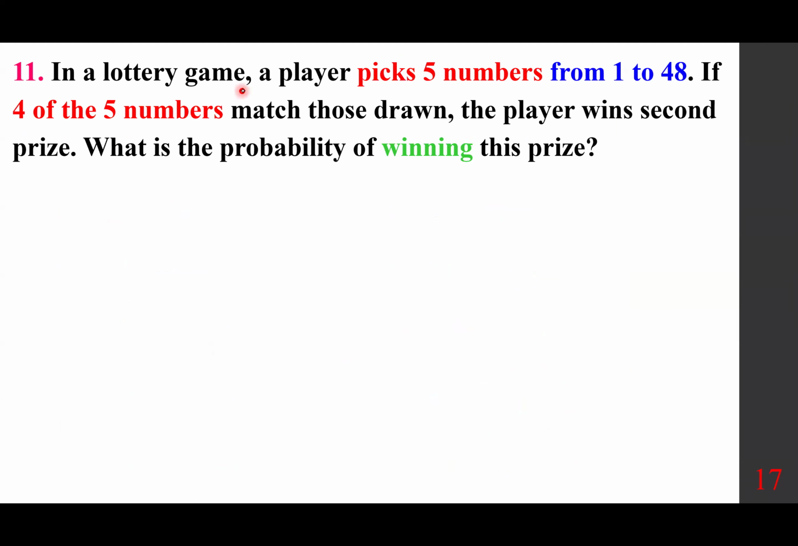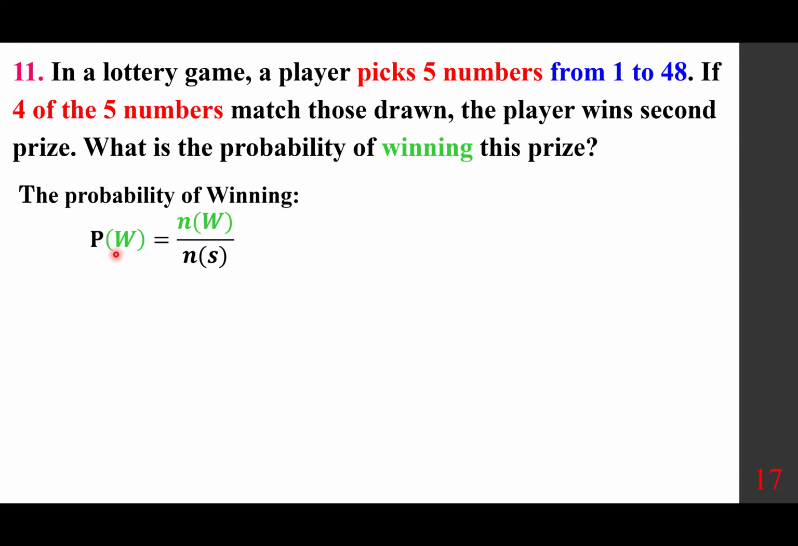In a lottery game, a player picks 5 numbers from 1 to 48. If 4 of the 5 numbers match those drawn, the player wins second prize. What is the probability of winning this prize? So it's important to understand. We're going to go with the probability, which says the probability of winning is n of winning over n of s. I like to start with n of s, the sample space, always.